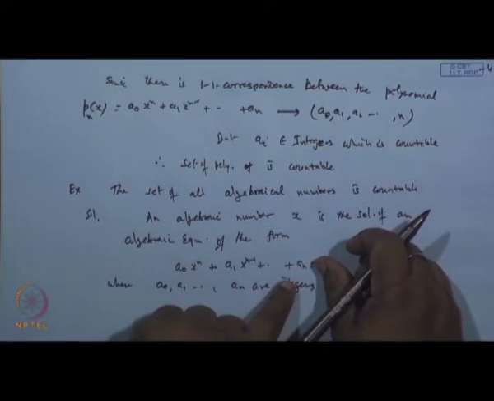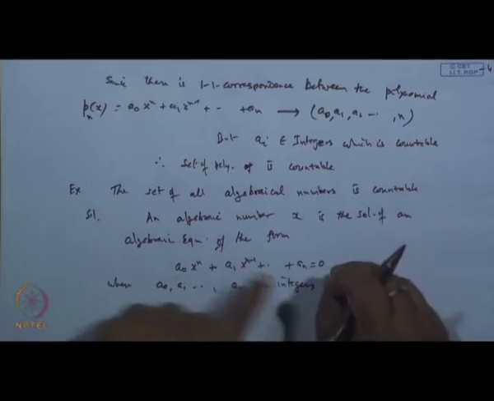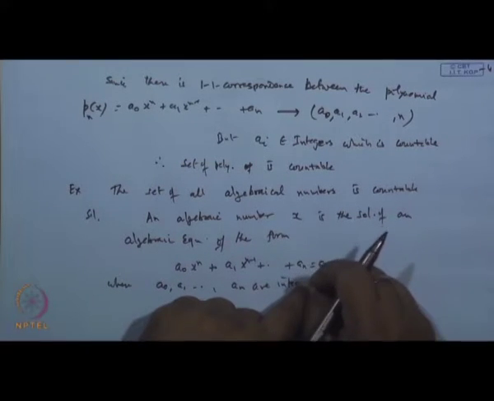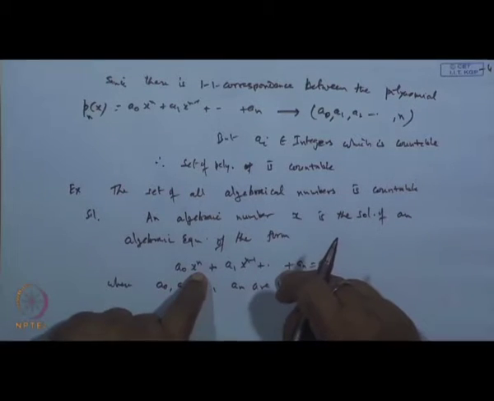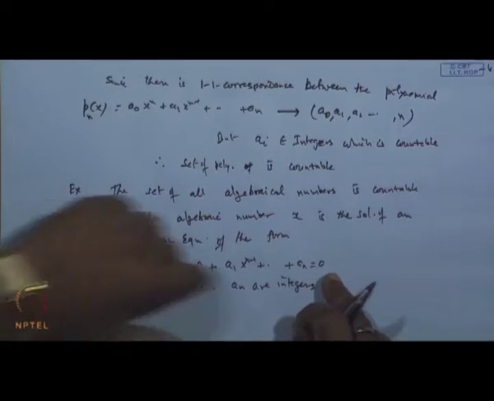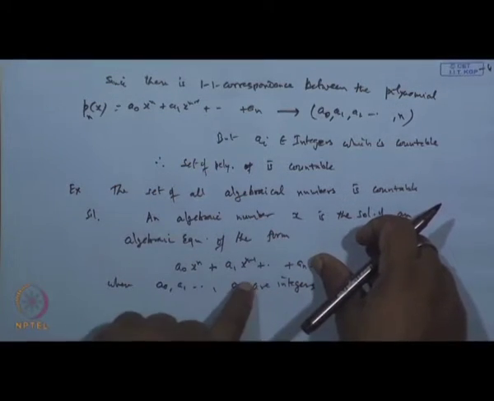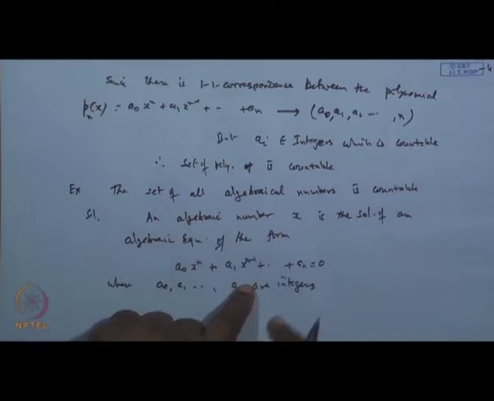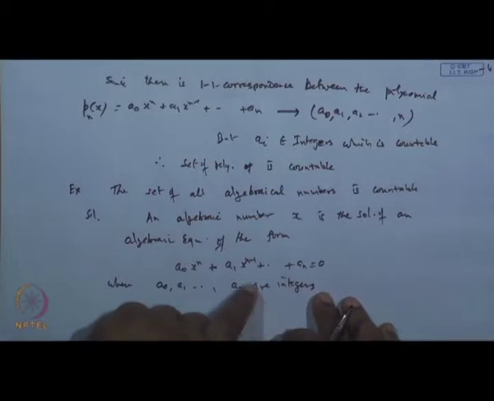So, once the polynomial is put equal to 0, you get an algebraic equation. The roots of this algebraic equation will be at most n. Each equation will have its roots, and since this collection of polynomials is countable, the set of all algebraic numbers which are the roots of these equations will also be countable.